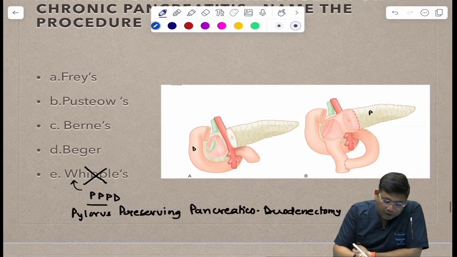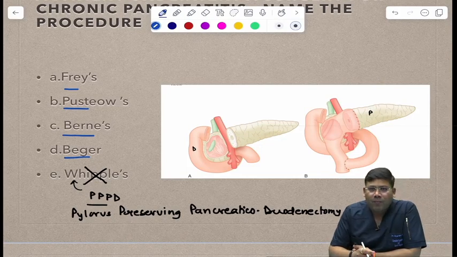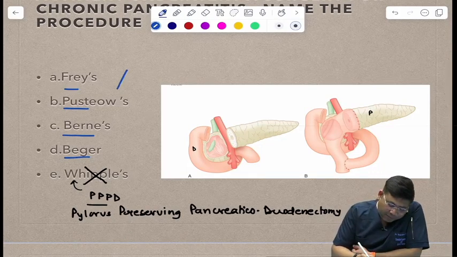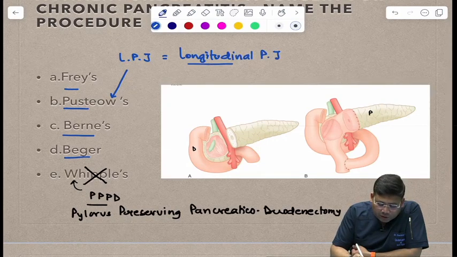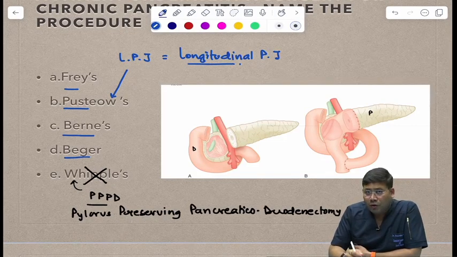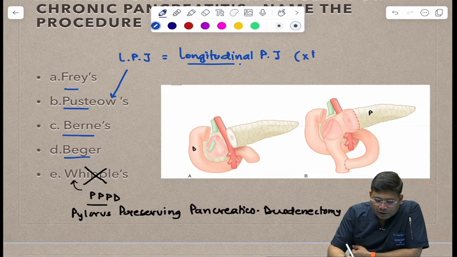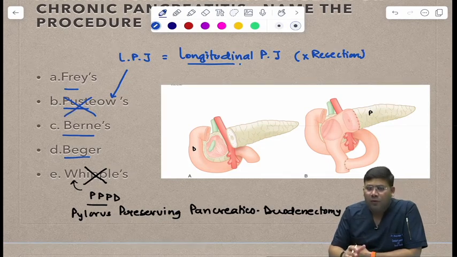When we talk about what is Puestow's, what is Beger, what is Bern and what is Frey. This is again very interesting. Children, Puestow's is LPJ. What is LPJ? Longitudinal pancreatico jejunostomy. So children, whenever we talk about pancreatico jejunostomy, there is no resection done to the pancreas. That is why this cannot be Puestow's either.